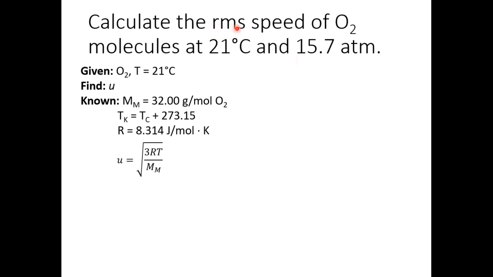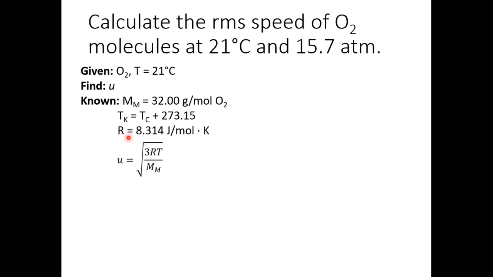To calculate RMS speed, you have the formula that you're going to use. Guys, do you need pressure at all? Does pressure impact how fast the gas is moving? No, it doesn't. What are the only two things that affect how fast the gas moves? Temperature and molar mass. That's it. It's the only two things. So, molar mass of O2, temperature, R.